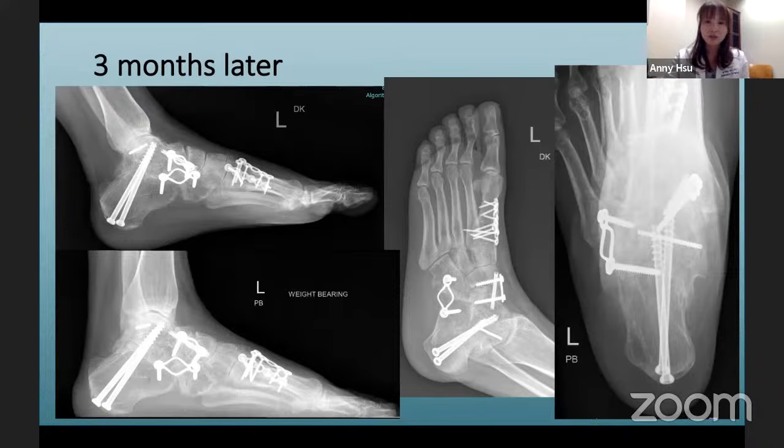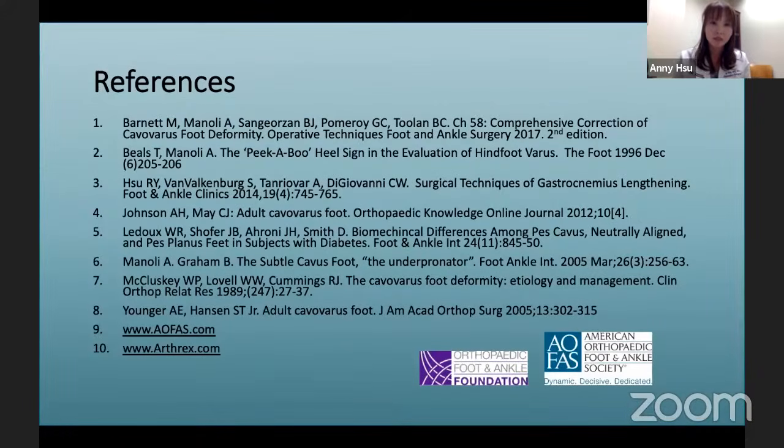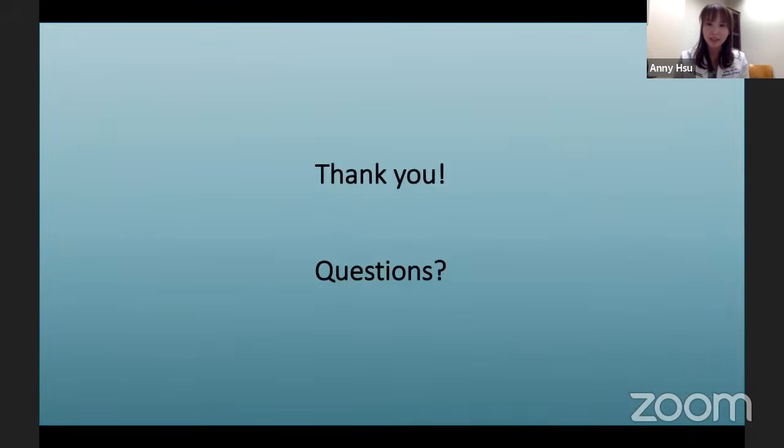Okay, so those are the two different variants to address cavovarus deformity. These are some of my resources from the talk, and I'll be happy to take any questions.